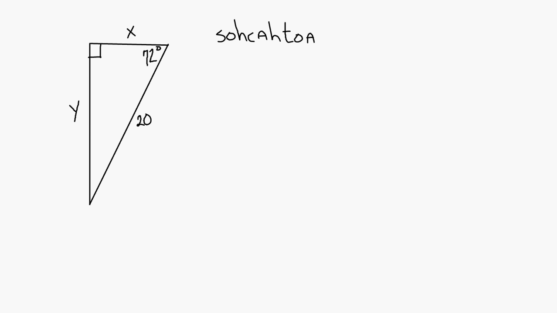So in relation to the 72-degree angle, you're going to be dealing with adjacent and hypotenuse. Adjacent and hypotenuse is cosine. So cosine 72 equals the side adjacent to the angle, which is x, divided by the hypotenuse, which is 20. The x is in the numerator, so you're going to multiply each side by 20, and you should get 6.18.